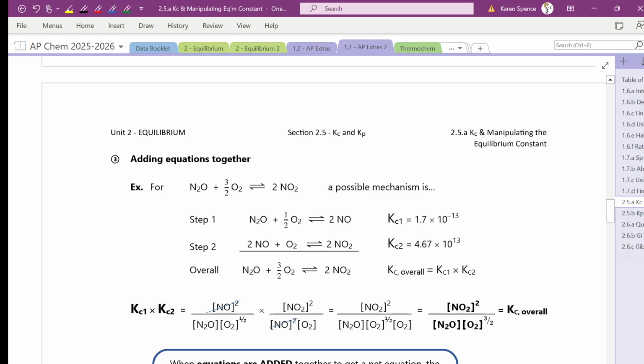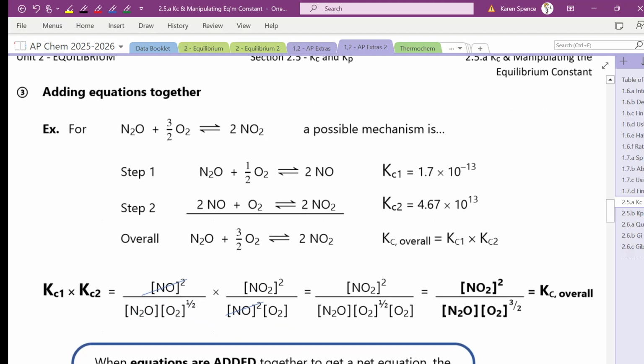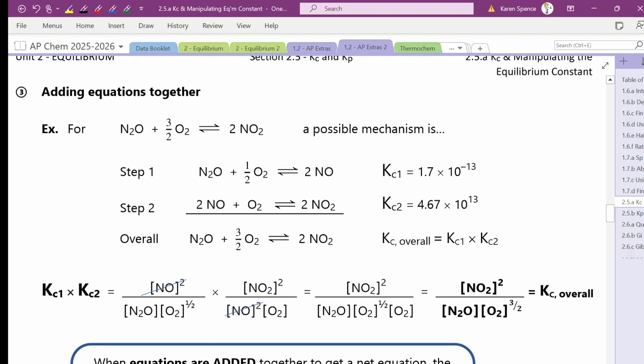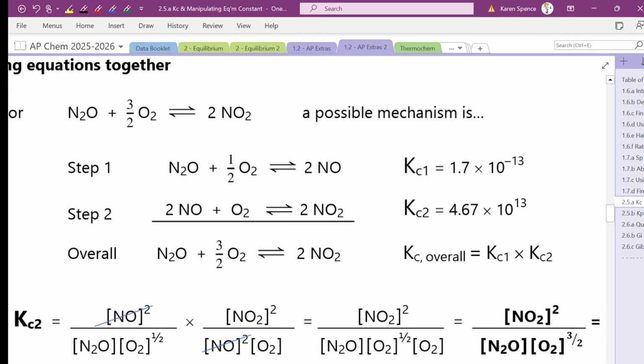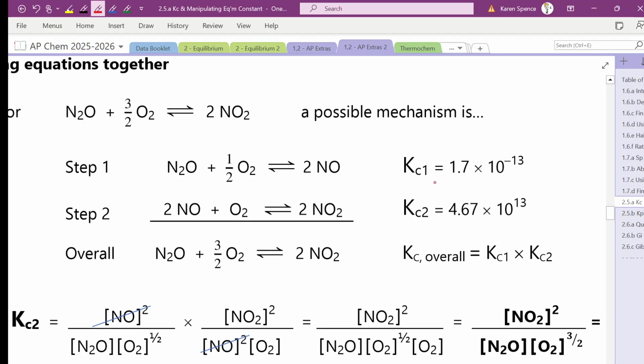Adding equations together. This particular one actually is a reaction mechanism, but you can do it for things that aren't mechanisms as well. So here is a possible mechanism for this reaction. And if we know Kc for step 1, and we know Kc for step 2, we can get Kc overall by multiplying the two.